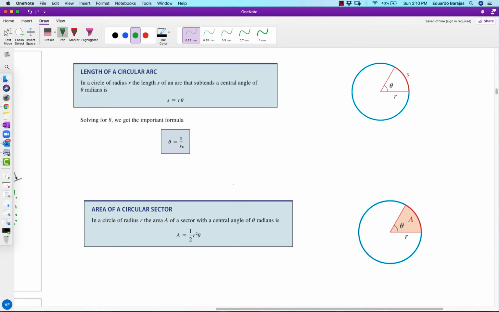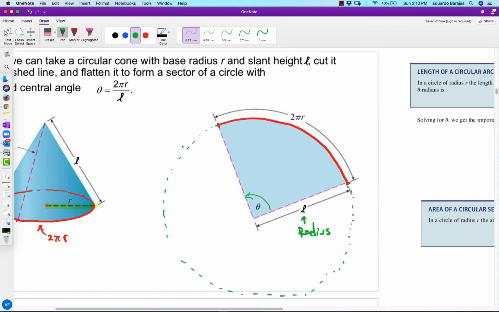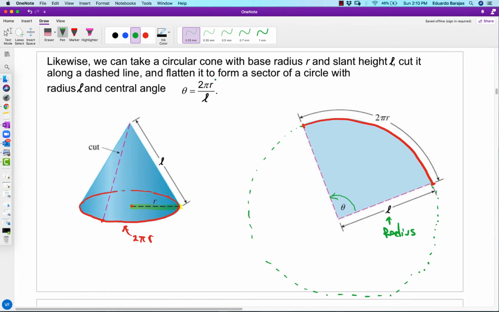Okay? So that's how, coming back over here, we can get to this formula. This angle theta is going to be equal to 2 pi r divided by L. Right? Remember, don't confuse the r. This is the radius of this circle over here, whereas now in this larger circle, L becomes the radius of the larger circle. Okay, so we get an angle theta.